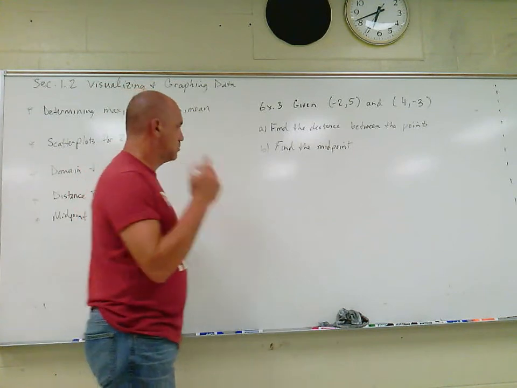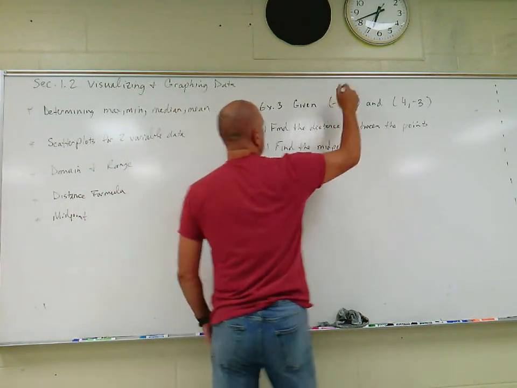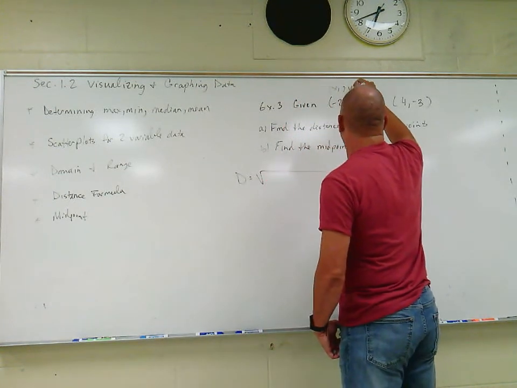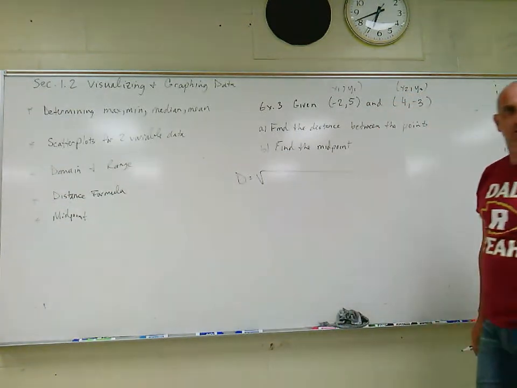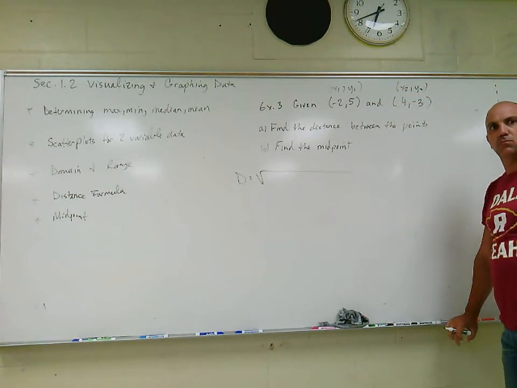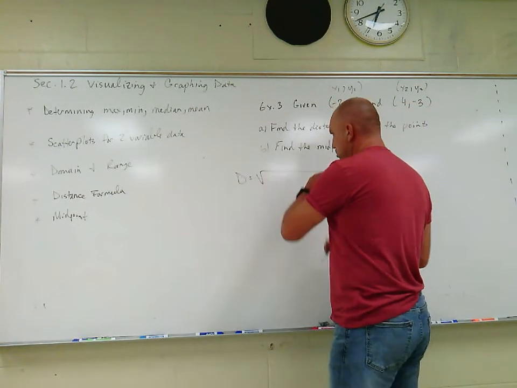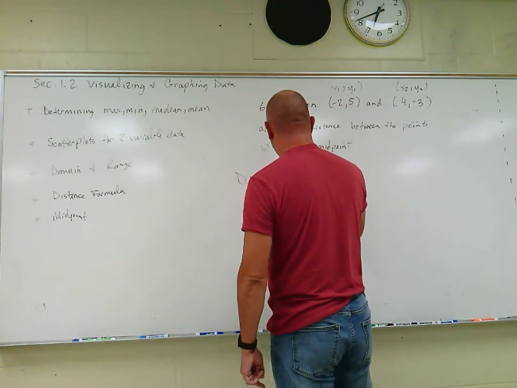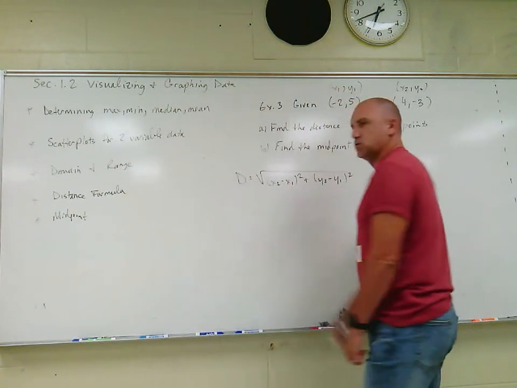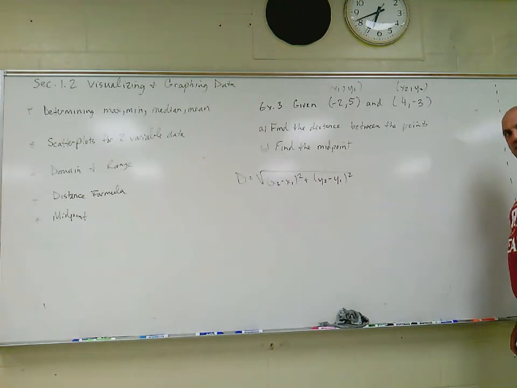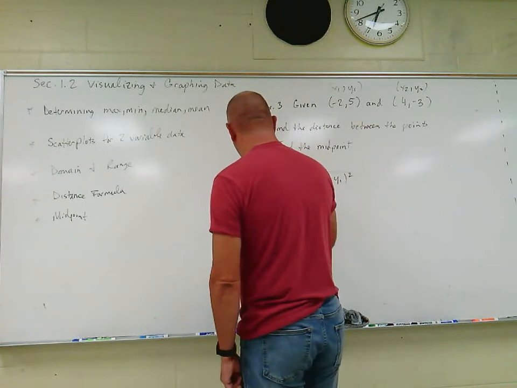All right. So let's see. What is the distance formula? And we'll call this point x1, y1, and this is a point x2, y2. So what's the distance formula? It's the square root of x2 minus x1 squared plus y2 minus y1 squared. That's your distance formula. Now we'll calculate the distance between 2 points.